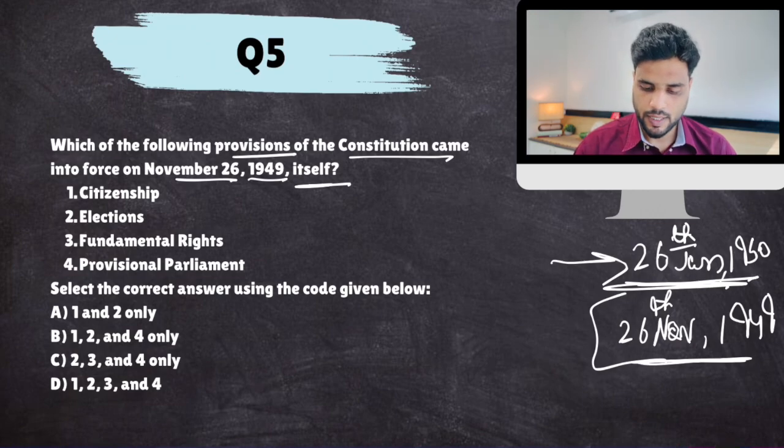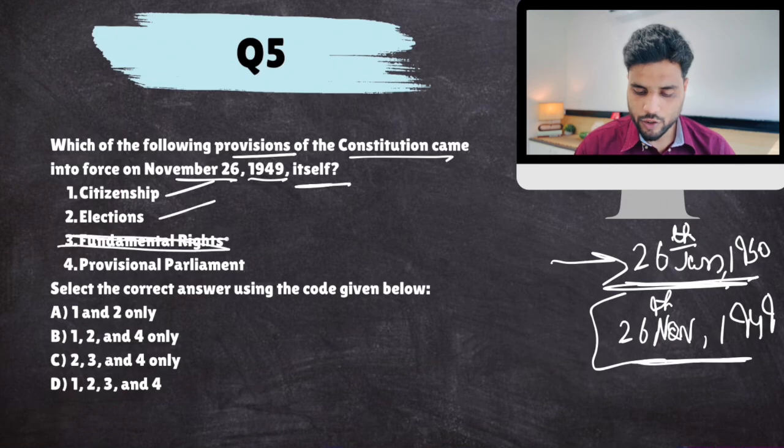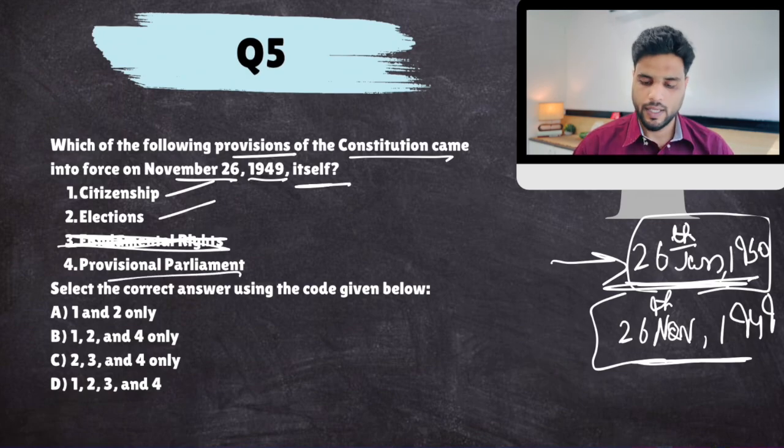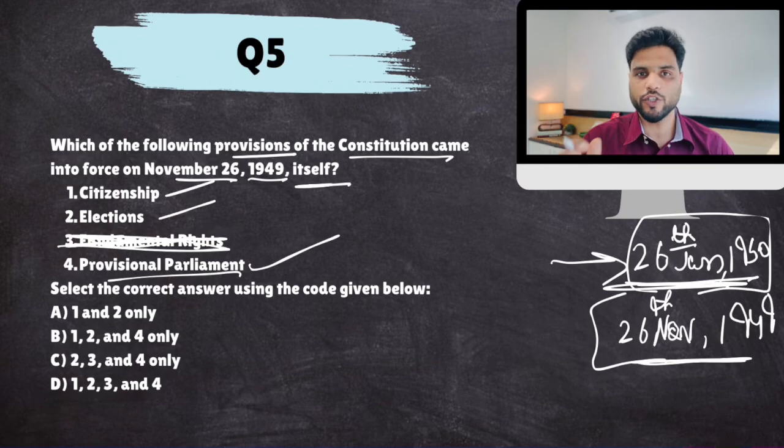What were those features? So citizenship, yes. The process of elections, yes. Fundamental rights, no. Fundamental rights along with the rest of the Constitution was enacted on 26 January. Provisional Parliament, okay? Yes. Before elections can happen, there would be a provisional Parliament.